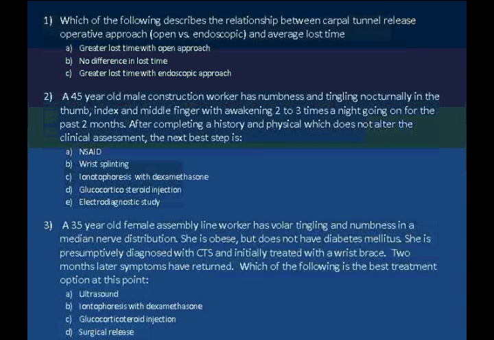Number 2, a 45-year-old male construction worker has numbness and tingling nocturnally in the thumb, index, and middle finger, with awakening 2 to 3 times a night going on for the past 2 months. After completing a history and physical examination, which does not alter the clinical assessment. The question's a little tough-worded, but basically what they're saying is, you've made a diagnosis, you've looked at the history and information, nothing is different or outlying that would give you a concern. What would be the next step? So based on the guides that we went over: non-steroidal anti-inflammatory, splinting, iontophoresis, glucocorticoid steroid injection, or electrodiagnostic testing.